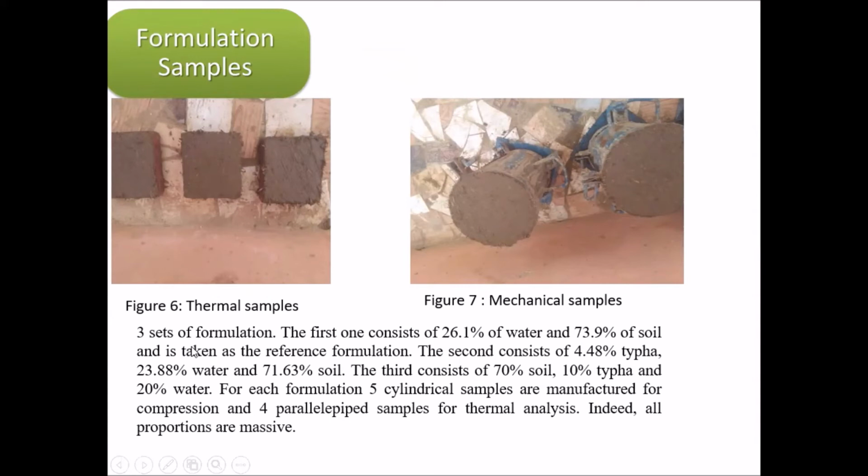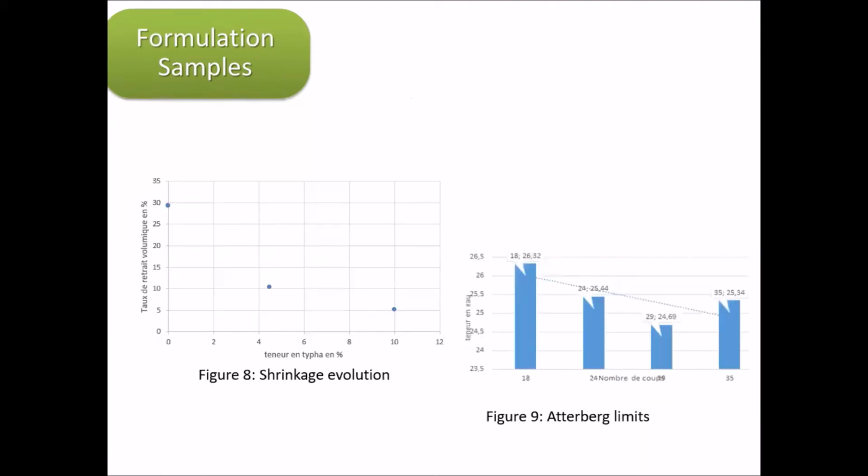And I have used three formulations. The first formulation is built only with soil of Diamniadio and water, as a reference formulation, to have an idea about all properties, thermal and mechanical, of the soil alone. And the second and the third formulations are built using Typha australis, soil of Diamniadio and water with the right proportion, as you can see in the paragraph.